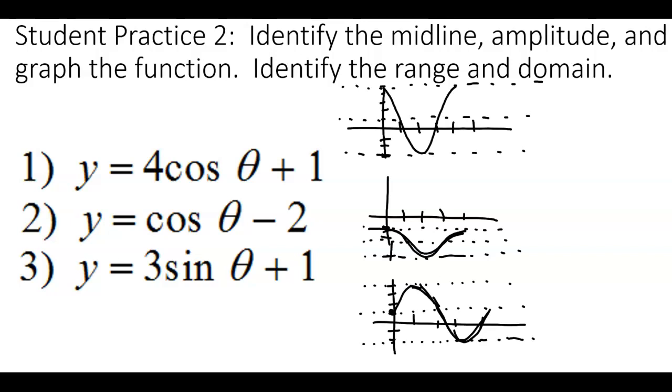So here's your answers to 1, 2, and 3. Notice that for numbers 1 and 2, they're both cosine waves, so they both start at their maxes. And the third one down here is a sine wave starting at its midline. The midline for number 3 is at 1. The maximum at 2 is at -1, and the maximum at number 1 is +5, it looks like.